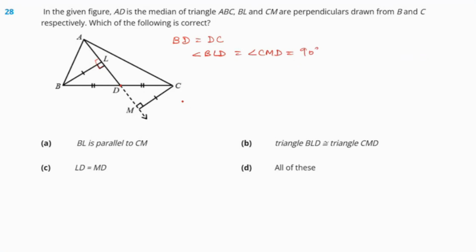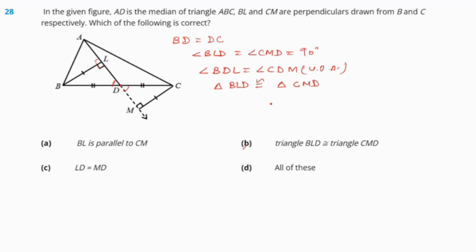Okay, and BDL and CDM are the vertically opposite angles. So these two angles need to be equal only, angle BDL and angle CDM, vertically opposite angles. On the basis of that we can say that triangle BLD will be congruent to triangle CMD. Okay, so on the basis of CPCT, triangle BLD is congruent to triangle CMD. Yes, that needs to be the correct statement only. So option B is obviously the correct statement.